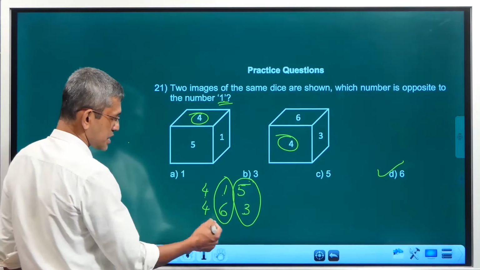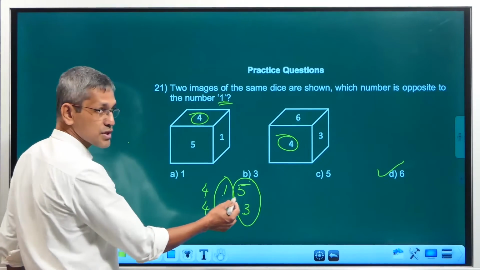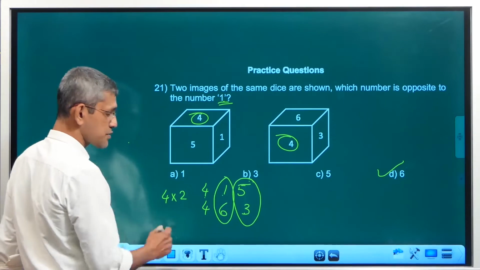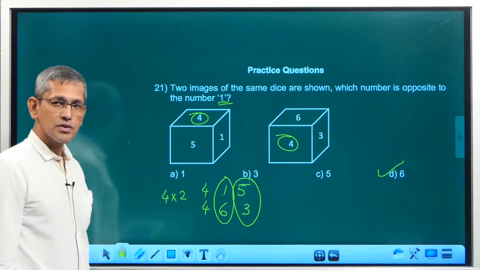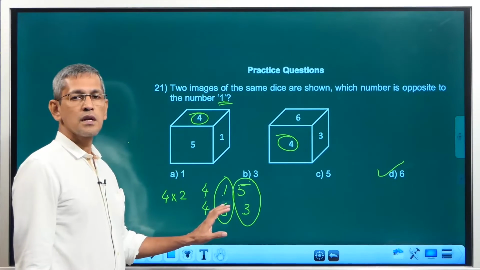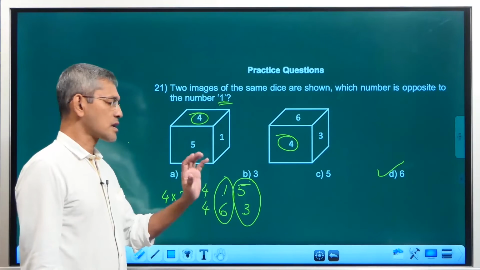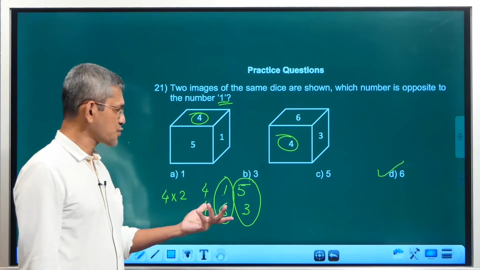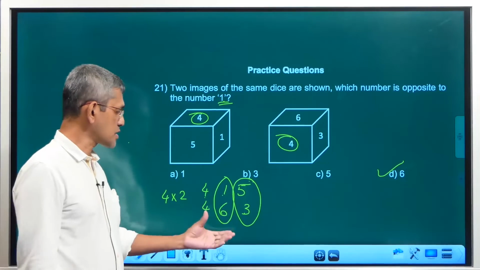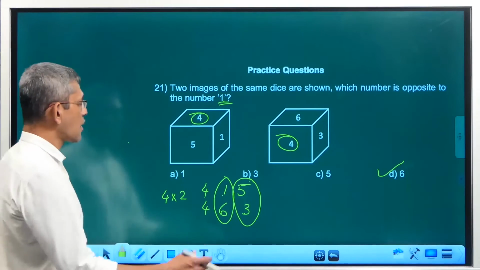The number which doesn't appear in this arrangement is 2. So 4 must be opposite to 2. Again, 4 and 2, 4 plus 2 is 6. It is not equal to 7. So this is not a standard dice. It's an ordinary dice. I just want to mention that, and it is not that important in this situation. Just be aware of that. Okay, fine.